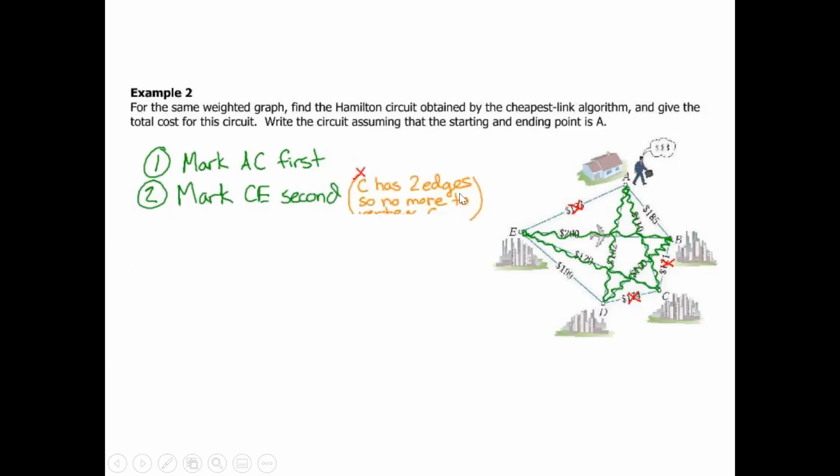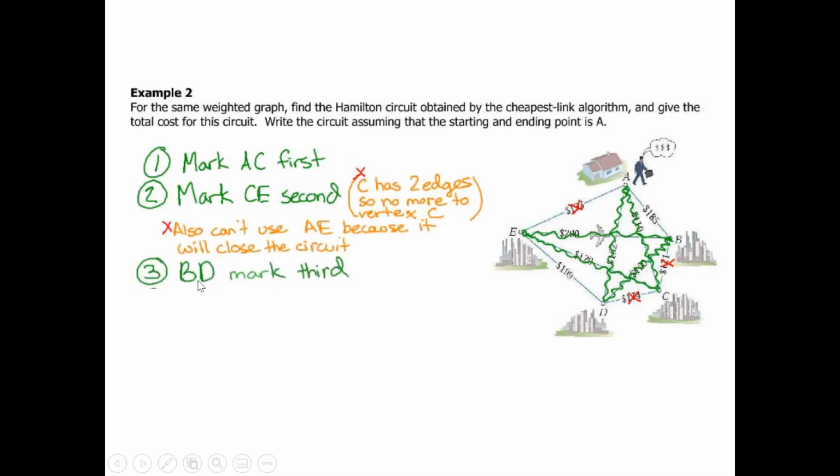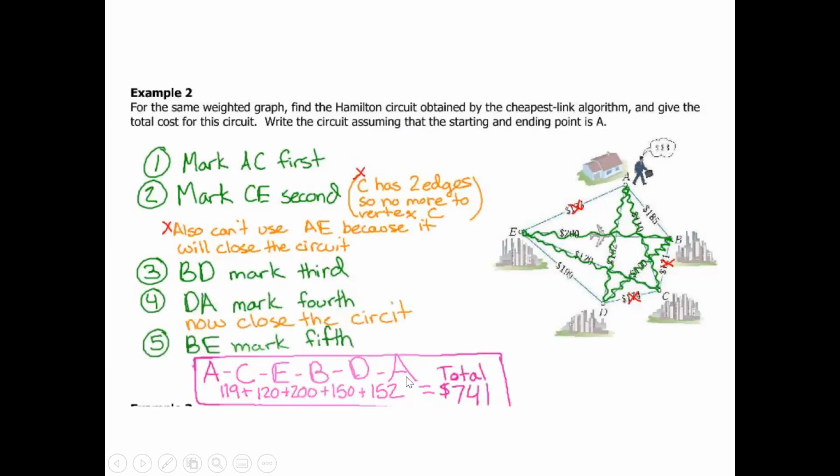And remember, you cannot have more than 2 edges at a vertex, so you cannot do CE, because if you already do AC, then CE gives you a second edge. Then let's take a look at BD, and then DA, and then BE. So then this will be your 5th one.